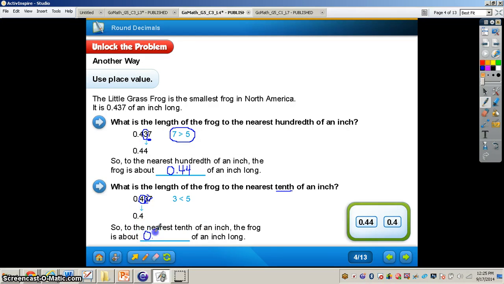It's very important to know, very easy to make this mistake, that 3 is 4 or less, so that does not mean that 4 changes to a 3. It just stays the same. So the nearest tenth of an inch, the frog is about 4/10ths of an inch long.